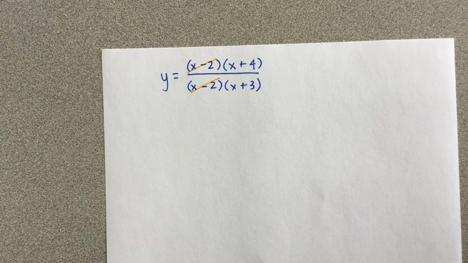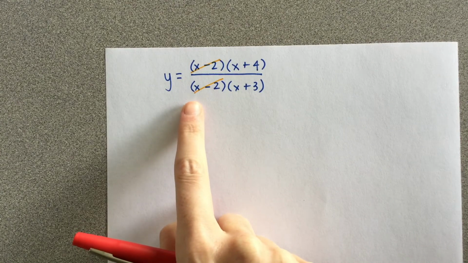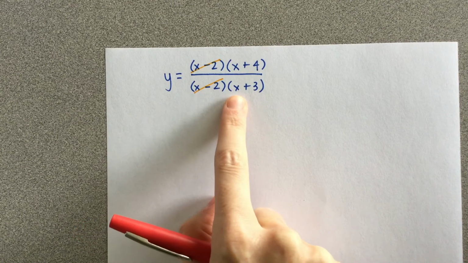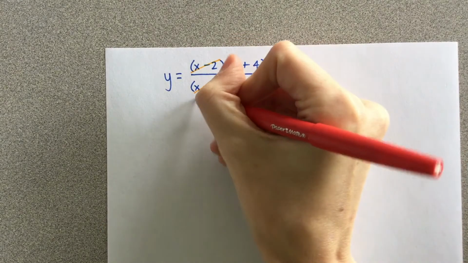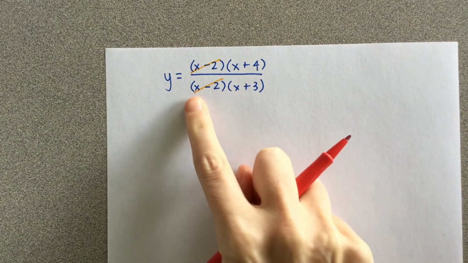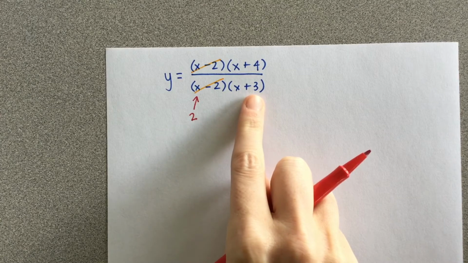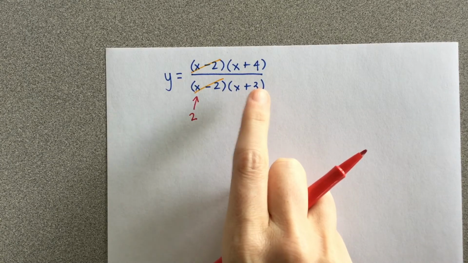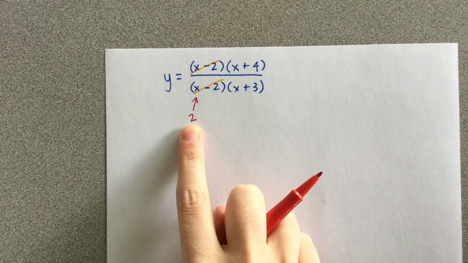Another thing we've talked about with rational functions is that you cannot divide by 0. Dividing by 0 is undefined. And so looking at our equation here, let's consider what values of x will make the denominator equal 0. If this x were a positive 2, then 2 minus 2 is 0, and if you multiplied 0 by anything, you would get 0 for the whole denominator. So this is one of the values of x that makes the denominator equal 0.